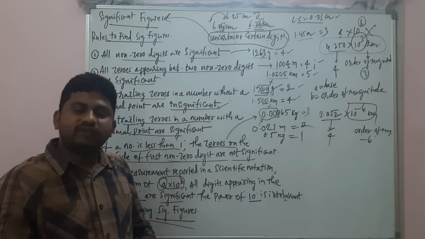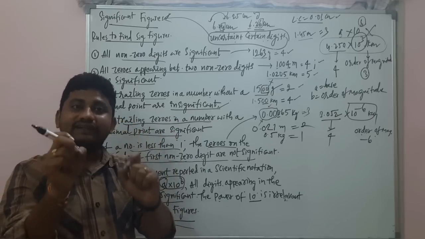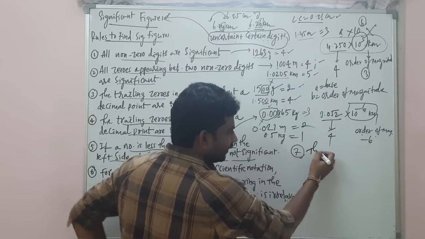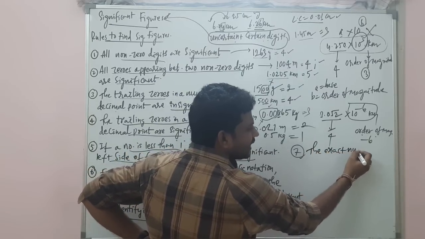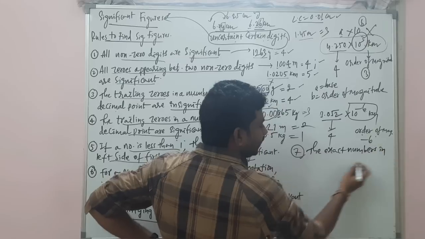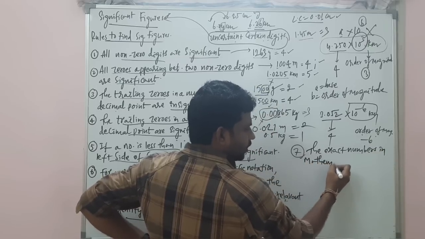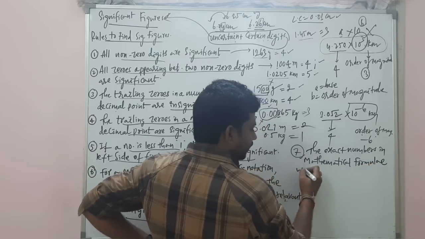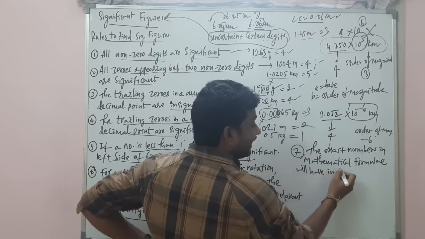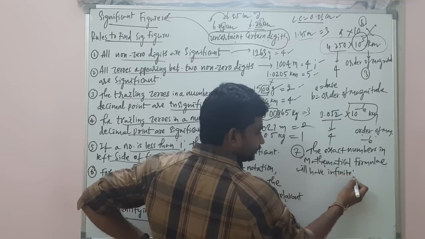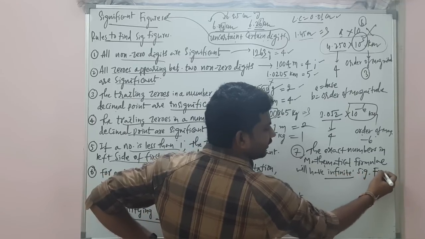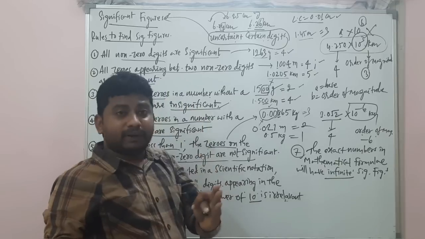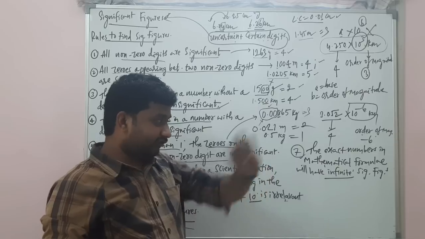Right? So my dear students, the last rule of significant figures, let's discuss here. Rule number 7: the exact numbers in mathematical formulae will have infinite significant figures. The exact numbers in a mathematical formula will have infinite significant figures.